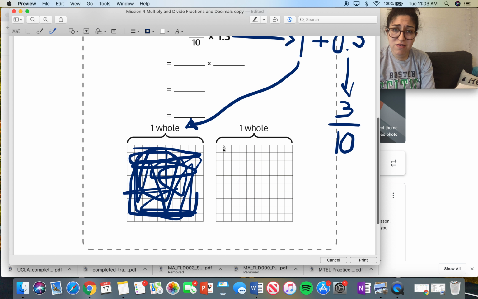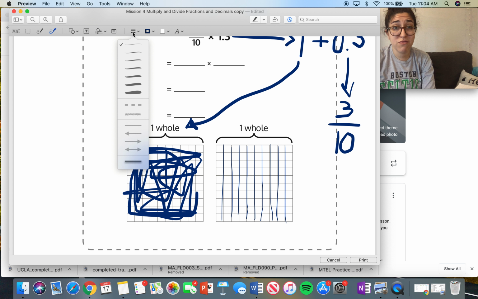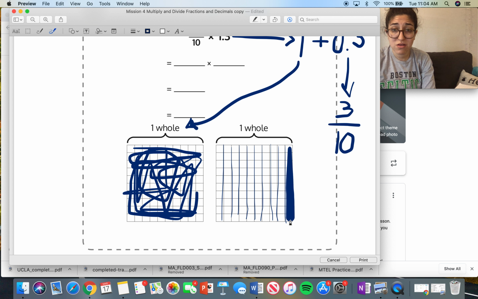If I look here, this is separated. Let me make these thinner. Into 1, 2, 3, 4, 5, 6, 7. Let me redo 7. 7, 8, 9, and then this would be 10. So I need to fill in 3 of these in order to have 3/10. With me so far? And that would give me 7/10 left over. So now I've got that done.